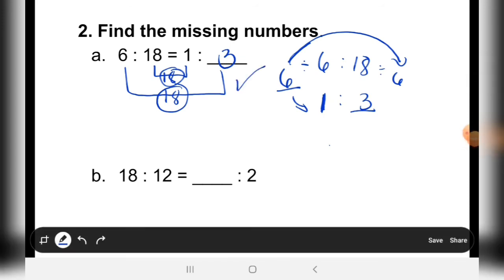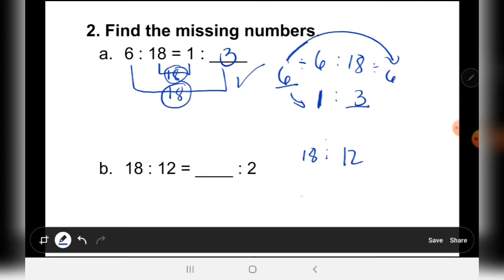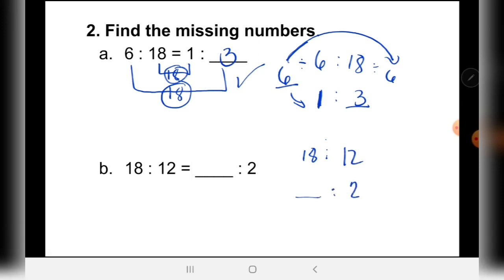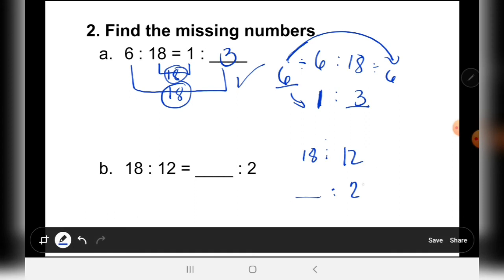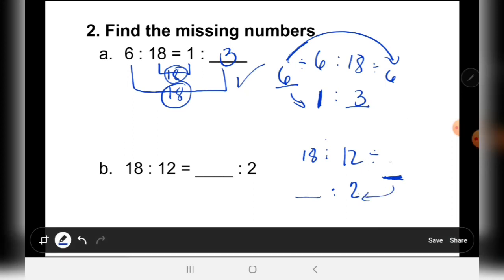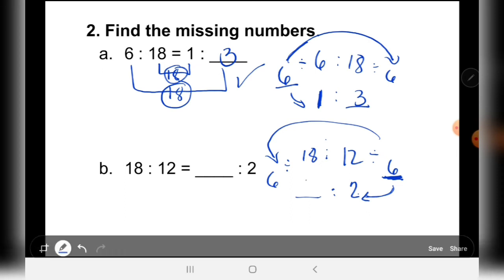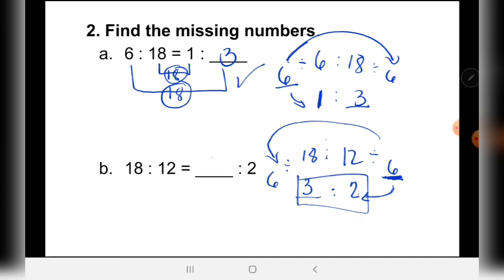So they are proportions. That means that your answer is correct. Next, number 2. 18 to blank equals 12 to 2. Now, 2 is smaller than 12, so it means that we can divide. Let's find the number we can divide 12 by so that our answer is 2, and that number is 6. 12 divided by 6 equals 2. Now, let's do the same here. We are going to divide by 6. 18 divided by 6 is 3. So our answer here is 3.